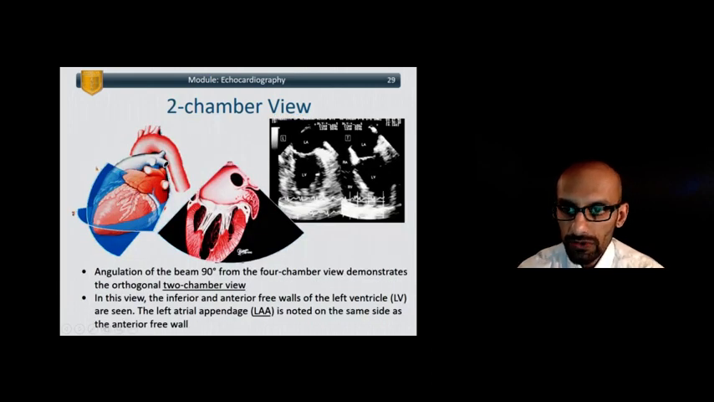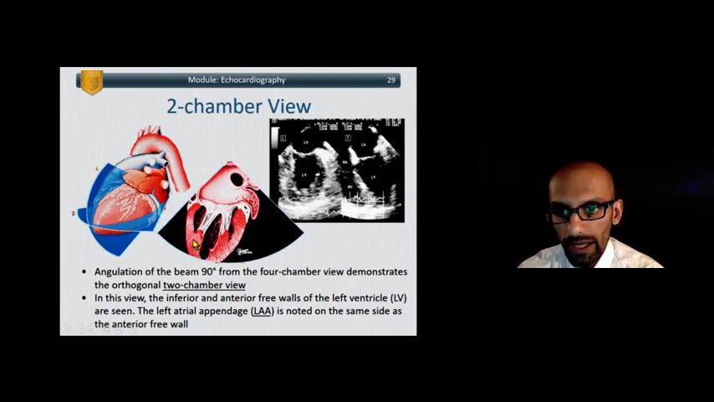Now, the 2-chamber view, very simple concept here. You start with the 4-chamber view up here, but then you rotate the angulation of the beam 90 degrees, so you're slicing the sagittal section right there. And as a result, you're cutting along the heart, along this plane that you see, okay?